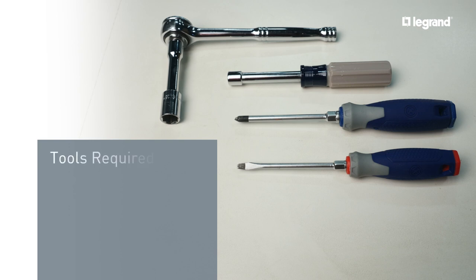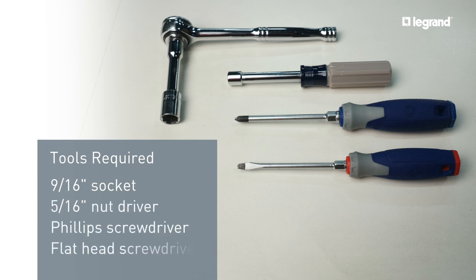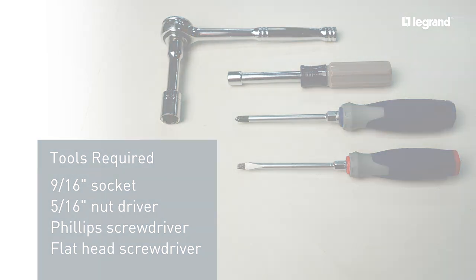The tools required to assemble and configure the vertical wall mount are a 9/16 inch socket, a 5/16 inch nut driver, a Phillips head and flathead screwdriver.